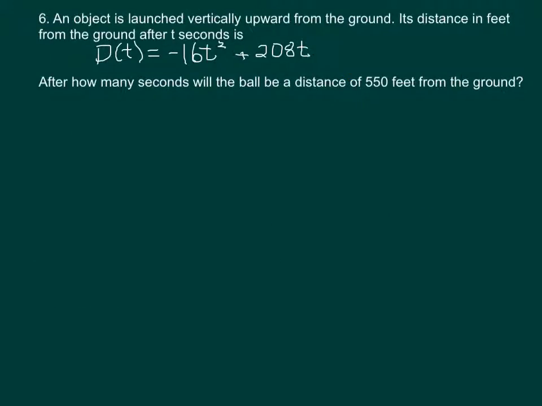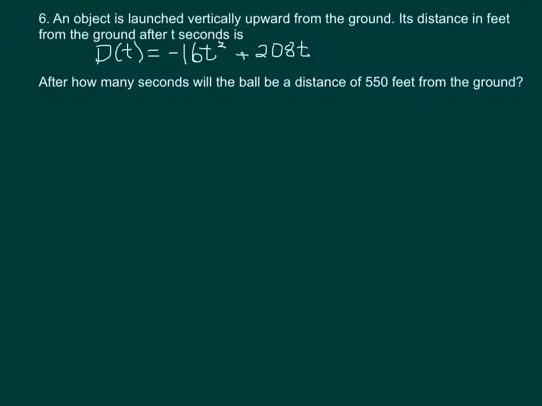An object is launched vertically upward from the ground. Its distance in feet from the ground after t seconds is d of t equals negative 16t squared plus 208t. After how many seconds will the ball be a distance of 500 feet from the ground?